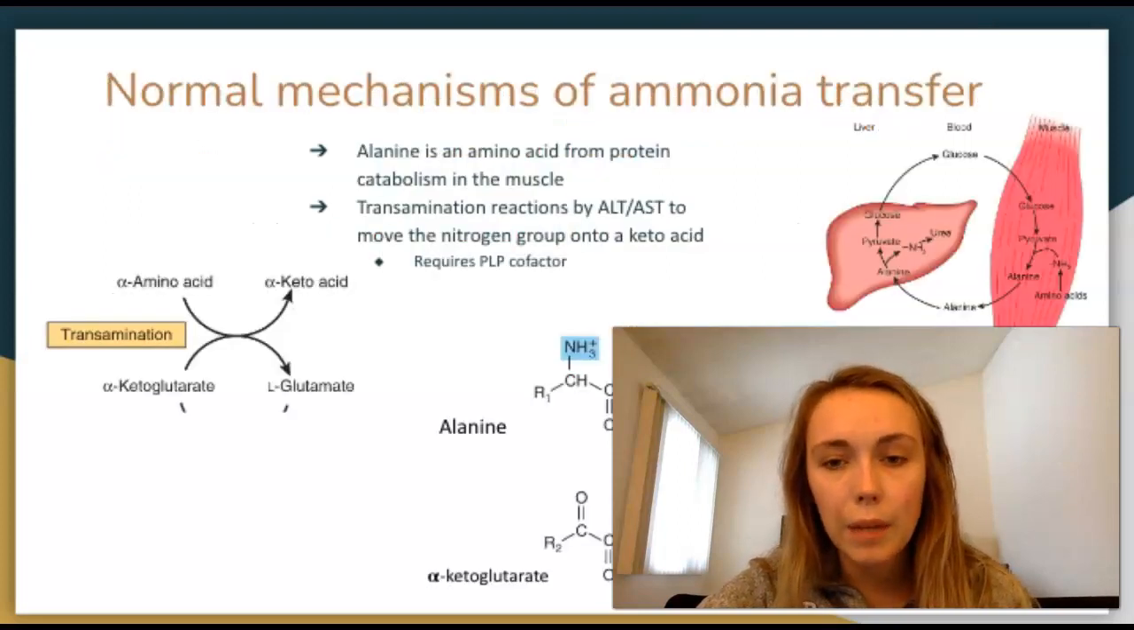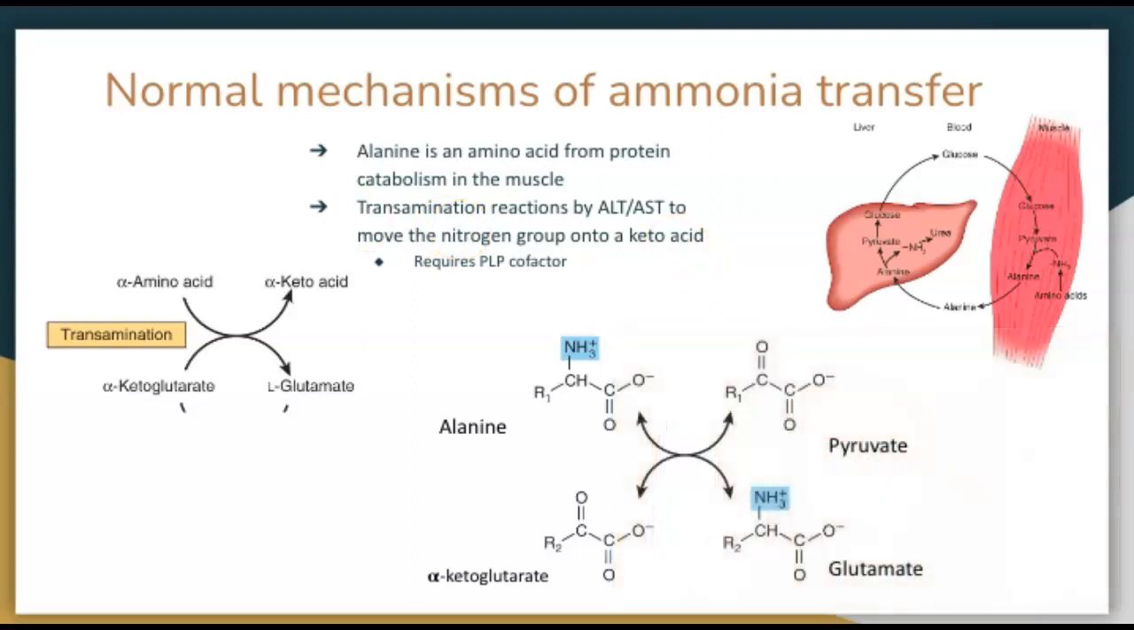So first, the case study wanted to discuss the normal mechanisms of ammonia transfer. In the upper right picture with the liver and the muscle, you can see the alanine is coming out of the muscle from protein catabolism and going to the liver. In the liver, we can do transamination reactions by AST and ALT to help move the nitrogen group off of the amino acid and onto a keto acid. This requires pyridoxal phosphate as a cofactor.